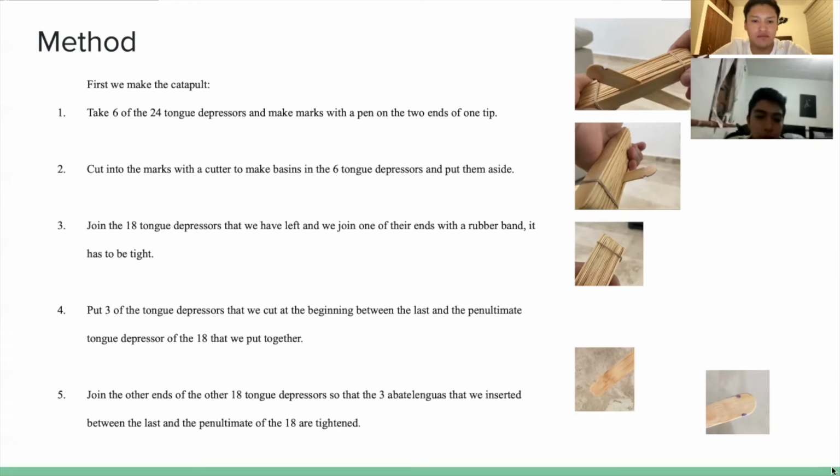Join the 18 tongue depressors that we have left, and join one of their ends with a rubber band. And it has to be tight. Put 3 of the tongue depressors that we cut at the beginning between the last and the penultimate tongue depressor of the 18 that we put together. Join the other ends of the 18 tongue depressors so that the three that we inserted between the last and the penultimate of the 18 are tightened.